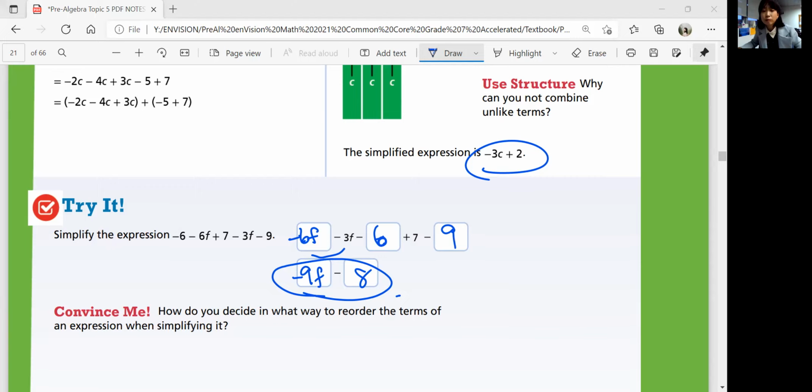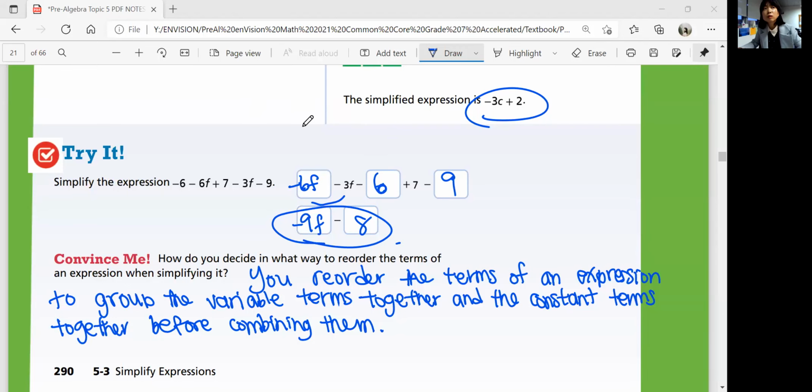Let's write that down. Okay, so you reorder the terms of an expression to group the variable terms together and constant terms together before you combine them.